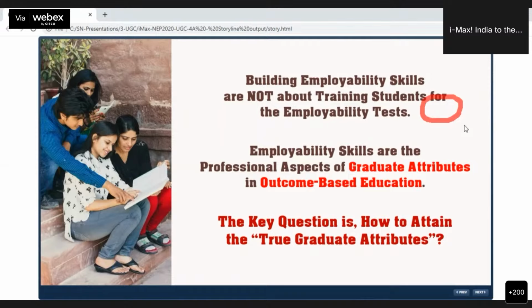So we know that there are course outcomes, program outcomes, and in the end, it is going to be added and taken for graduate attributes. So employability skills are the professional aspects of graduate attributes in outcome-based education. Our question is how to attain the true graduate attributes.